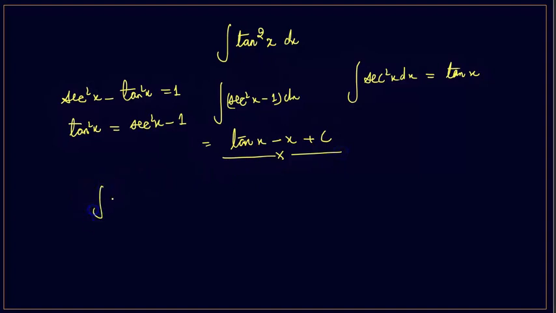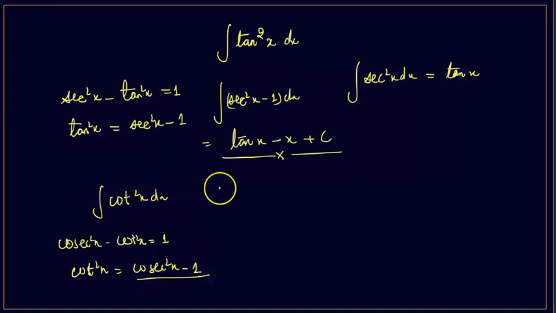Similarly, if I want to find the value of integration of cot square x dx, so you will write it in the form of cosec square x minus cot square x, that is equal to 1. So you will get the value of cot square x, that is equal to cosec square x minus 1, and from here you will get the same value.